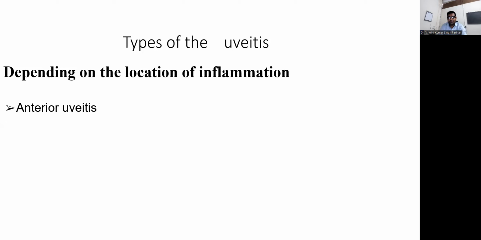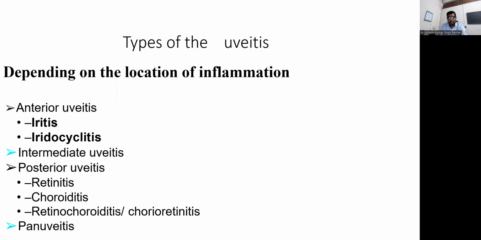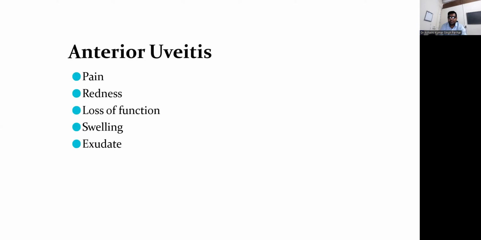Based on the location of inflammation, it's anterior, which is iridocyclitis, intermediate uveitis, that is cyclitis, and posterior uveitis, where there is retinitis, choroiditis, chorioretinitis, and involvement of all the structures is panuveitis. This is the diagram which shows the etiology, as I mentioned: autoimmune, infections like Toxoplasma, Toxocara, neoplastic, masquerade syndrome, trauma, post-operative.